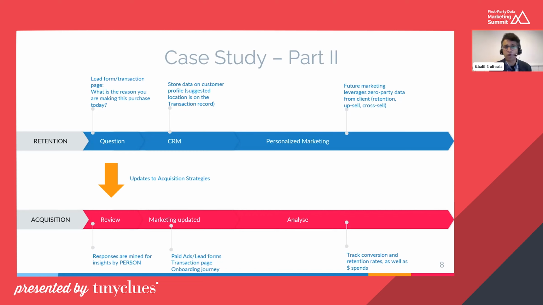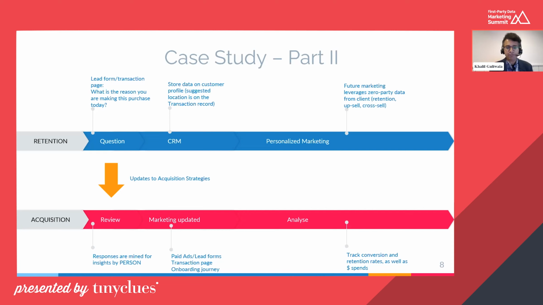That information gets moved on to your CRM, your database, whatever you want to call it, and you can store the data on the customer profile. I highly suggest you also store it on the transaction records, because someone's reasons can change over time, and this way you can monitor on the transaction if there are trends or changes over time. That information can be used for personalized marketing. For example, in future marketing, you can leverage the zero-party data for retention, upsell, cross-sell.